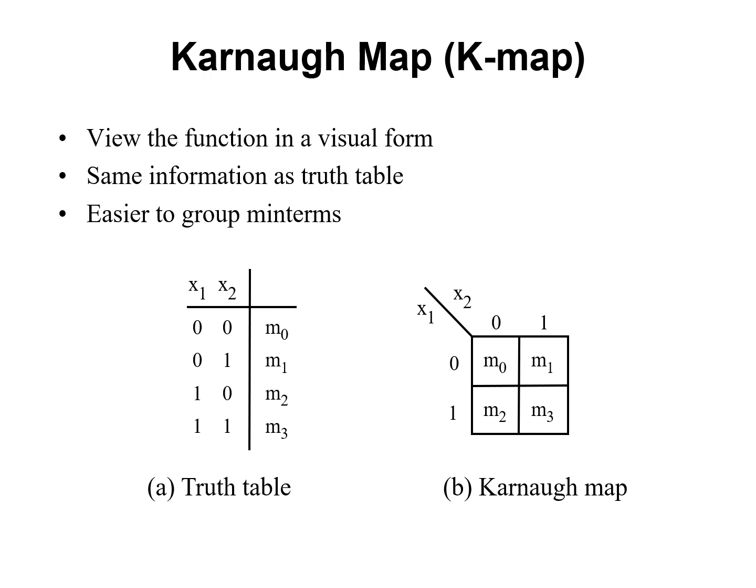For 0, 0, you are going to place the value M0. For 0, 1, we are going to place the value M1 in the box. For 1, 0, we are going to place the value M2. For 1, 1, we are going to place the value M3. This is the graphical representation of a truth table. This makes it easy to group the minterms.